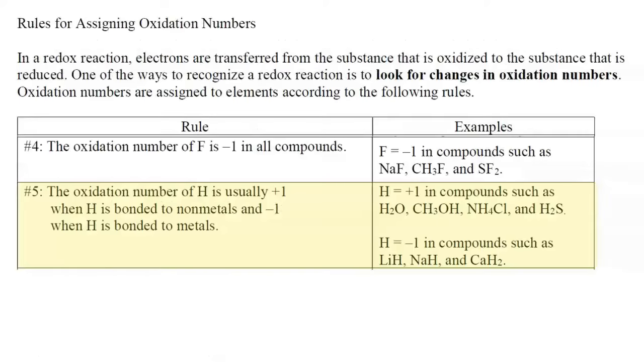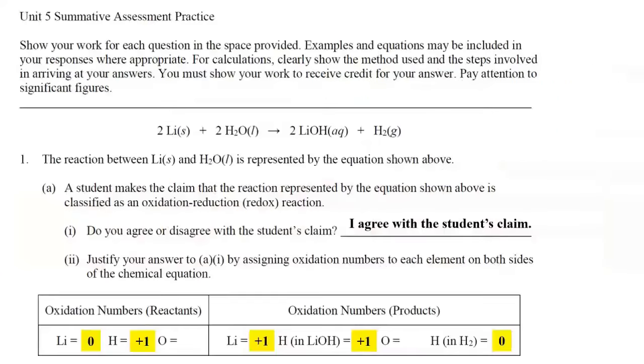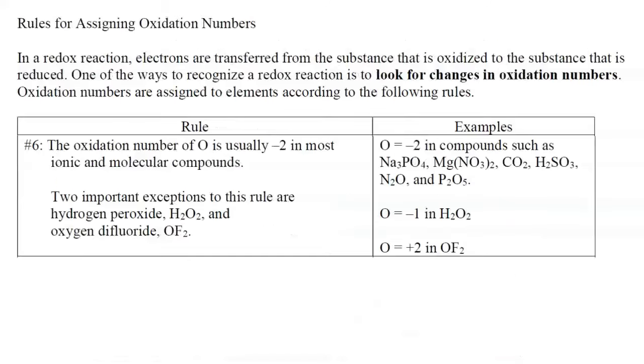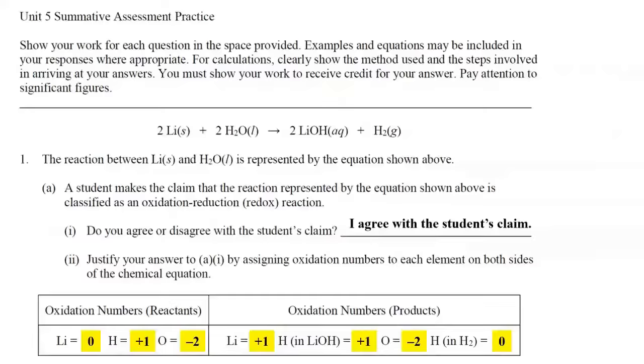This rule says that the oxidation number of hydrogen is usually +1 when hydrogen is bonded to nonmetals. So we see H2O on the left, and we see LiOH on the right. Hydrogen carries an oxidation number of +1 in both of those compounds. And this rule says that the oxidation number of oxygen is usually -2 in most ionic and molecular compounds. So for water and lithium hydroxide, oxygen carries an oxidation number of -2.